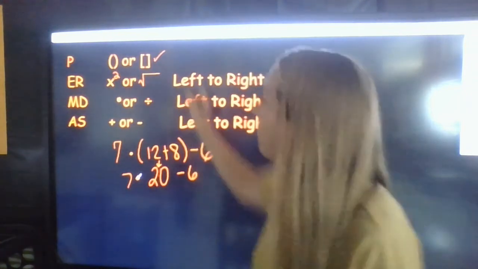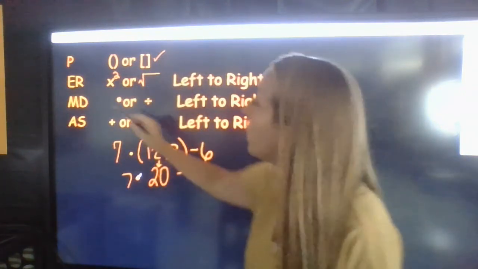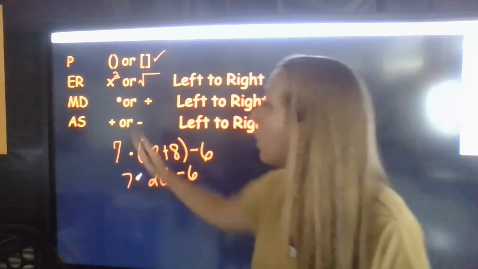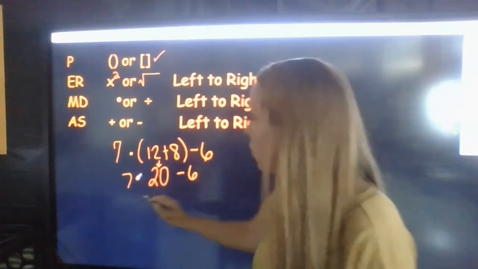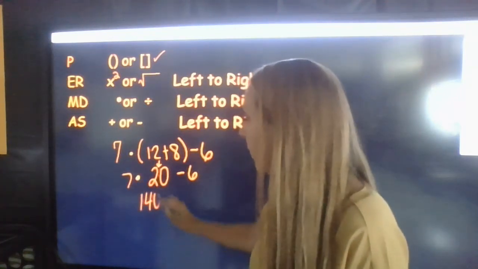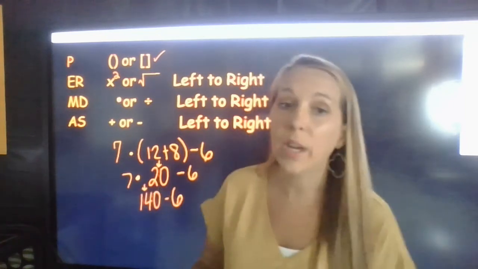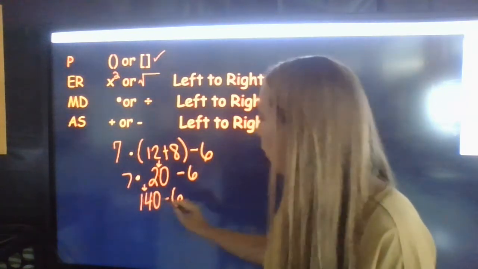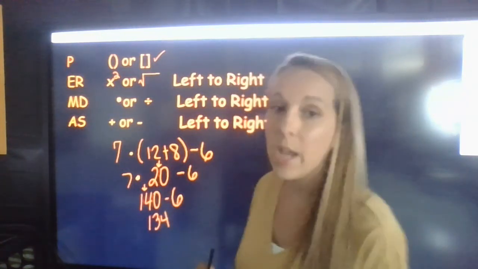All right, so then we've done that. We do not have any exponents or roots. So then we're going to go to multiplication and division. We have a multiplication sign, no division, so we're obviously going to multiply here in this step. So 7 times 20, that gives us 140 minus 6. Now again, notice I wrote 140 below 7 times 20 because that's where it came from. Then we're going to do 140 minus 6, which is 134. Okay, so now let's look at the next one.